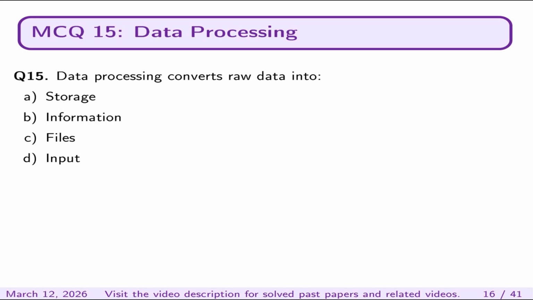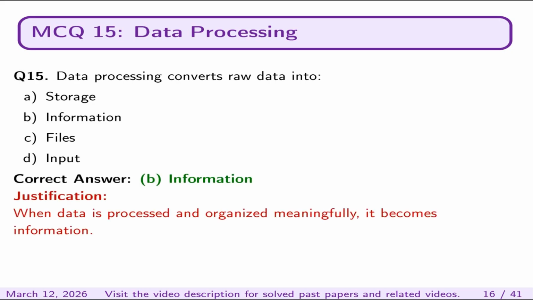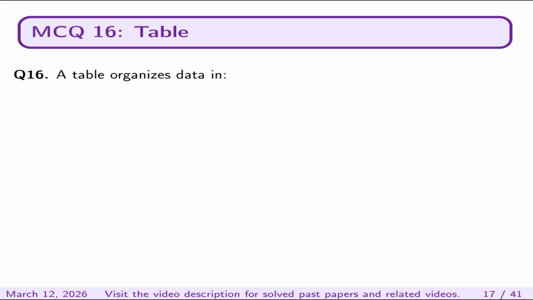storage, information, files, input. The correct answer is information. When data is processed and organized meaningfully, it becomes information.